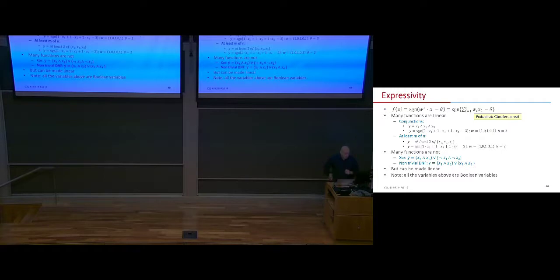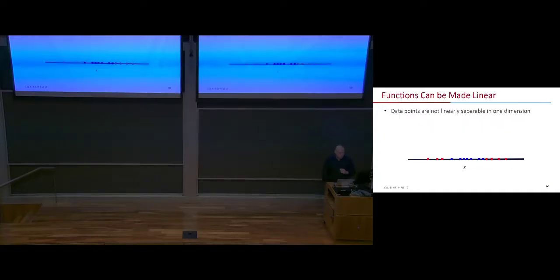But the interesting thing is that functions that are not linear can be made linear. That's a very powerful idea, and it's very important for us to understand the importance of representation. Let's look at this example. So this is data. There are blue points and there are red points. And there's a function that separates them, right? This function separates the blue from the red points, but it's not a linear function.